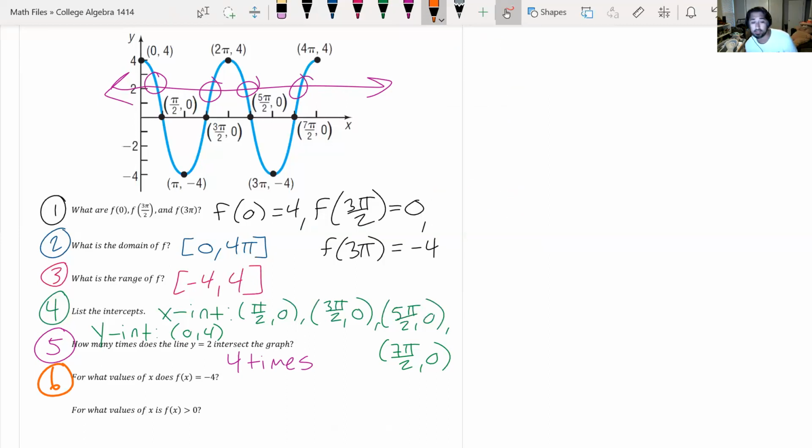For what values of x does y, or f of x, equal -4? So now this asks the question backwards. It says, when y is -4, what are the values of x? So when y is -4, the values of x are pi and 3 pi. That's it.